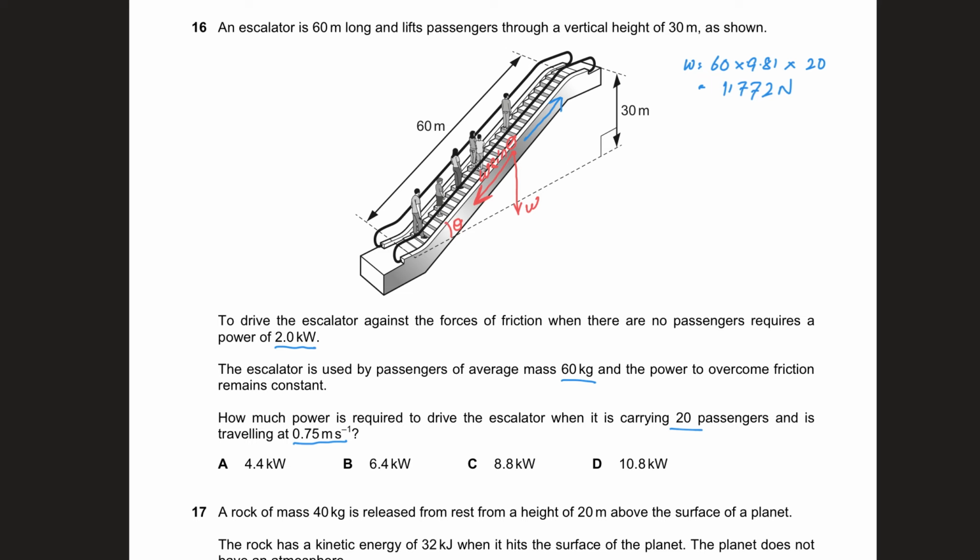How do we calculate theta? We've got a triangle here with the hypotenuse being 60. This is theta. This is 30. So sine theta is opposite over hypotenuse, or perpendicular over hypotenuse. Sine theta is equal to 0.5. So the component of weight against which the force would be applied by the escalator is W sine theta.